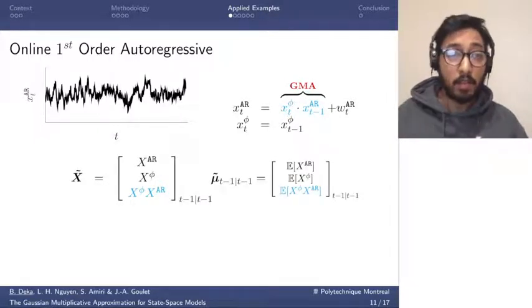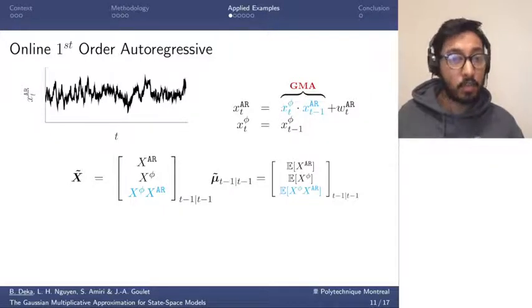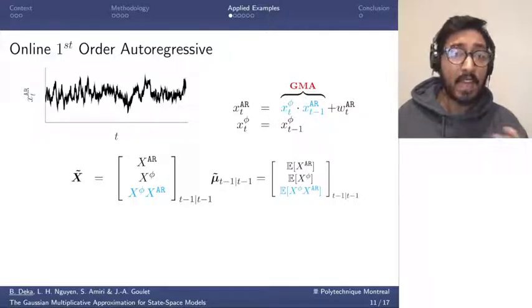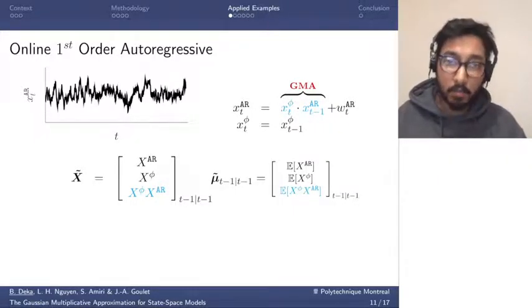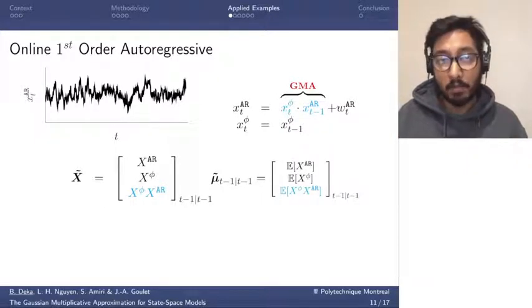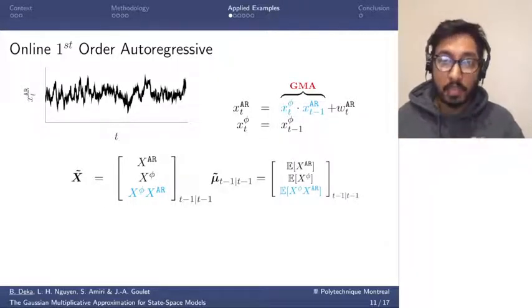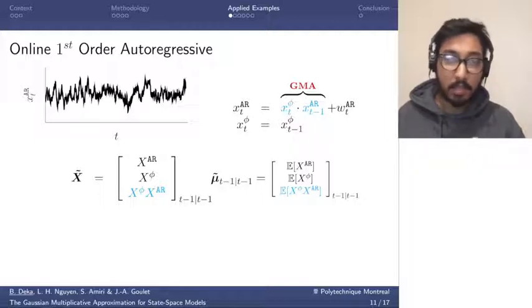In general, the vector of random variables used to model this process, so that we can learn both x_AR as well as x_phi together, will be x_AR, x_phi, and x_phi times x_AR. So this is the 3x1 vector where we identify all three terms together. The mean vector for this vector of hidden states would be the expected value of x_AR, the expected value of x_phi, and the expected value of x_phi times x_AR.